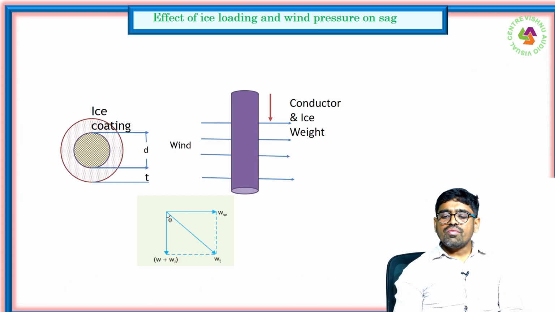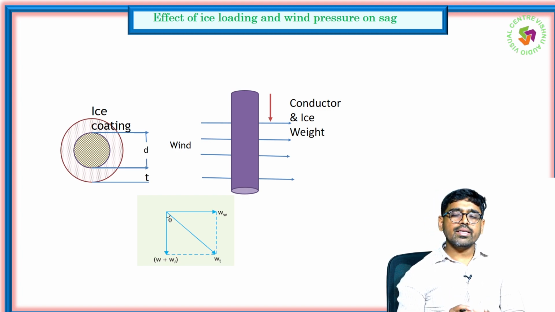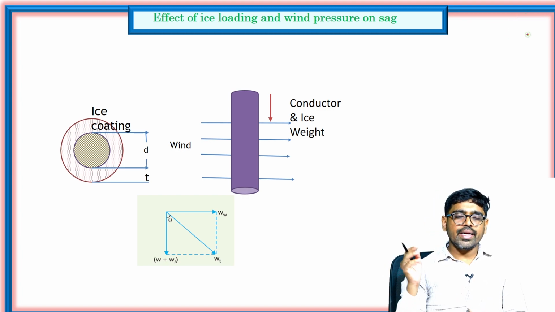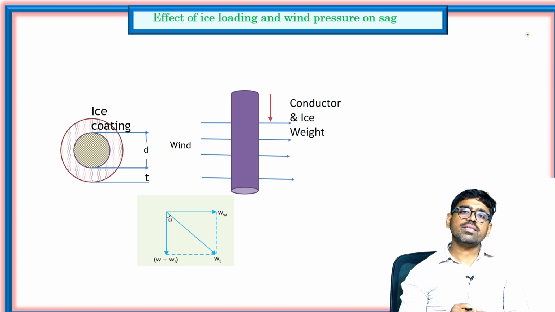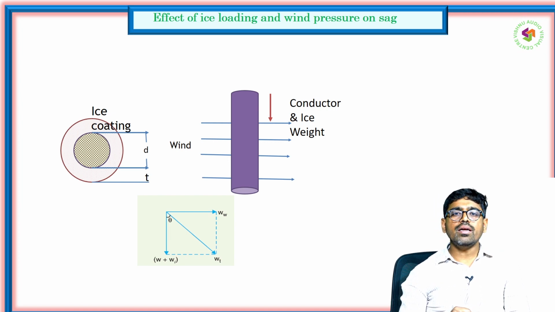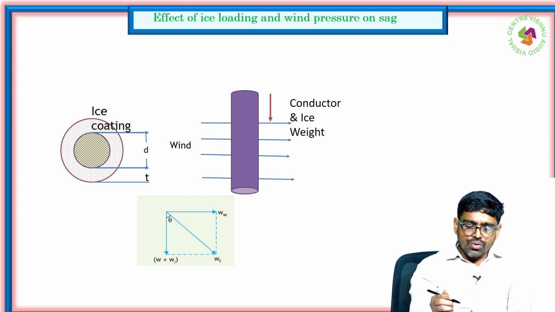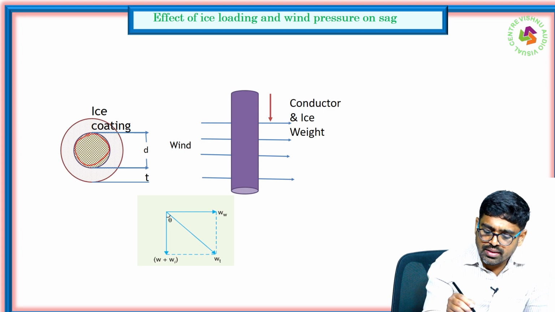Next one is effect of ice loading and wind pressure on the sag. So till now we didn't consider any wind effects or ice loading on the particular conductor. Just normal conductor weight we considered. Now we are considering that this particular conductor may be affected with the wind and also the ice loading.